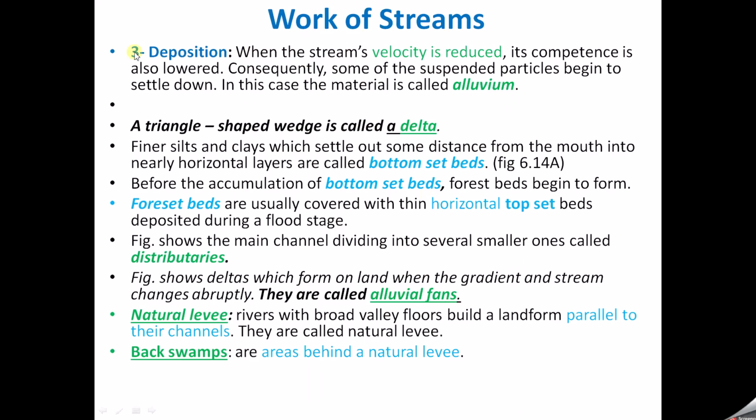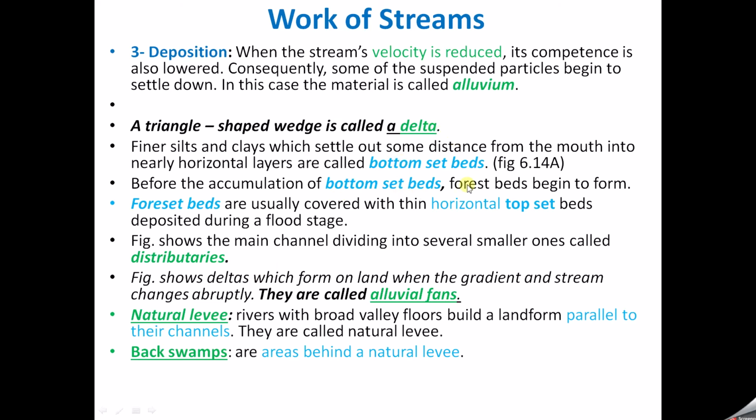Work of streams, now deposition. We talked about transportation, and the third thing is deposition. When the stream's velocity is reduced, its competence is also lowered. Consequently, some of the suspended particles begin to settle down. In this case, the material is called alluvium. So the deposits carried by the stream, when they settle down, we call alluvium. They produce deltas, natural levees, and back swamps.